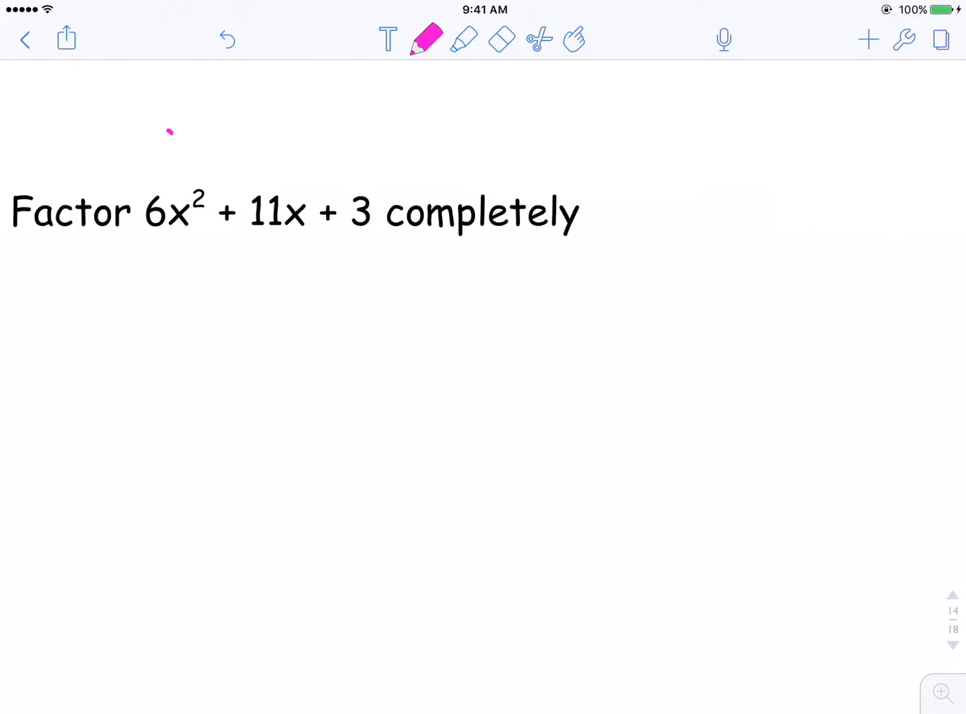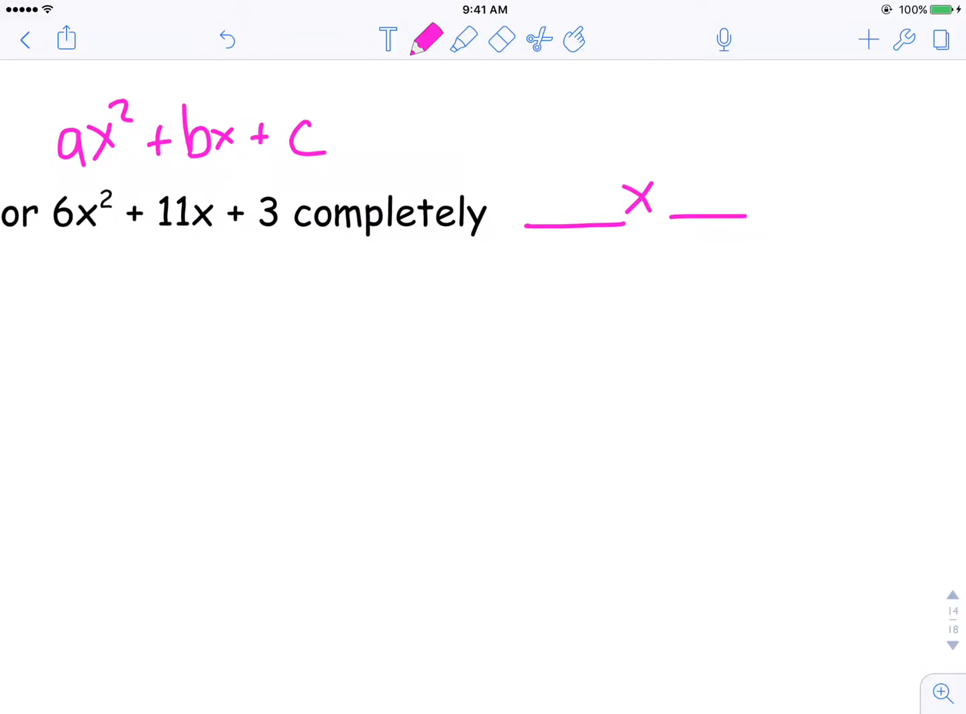And this would be the form of ax squared plus bx plus c. Remember here, we're looking for two numbers that multiply together to give us whatever a times c would be. And in this case would be 6 times 3 or 18. And those same two numbers add together to give us 11.